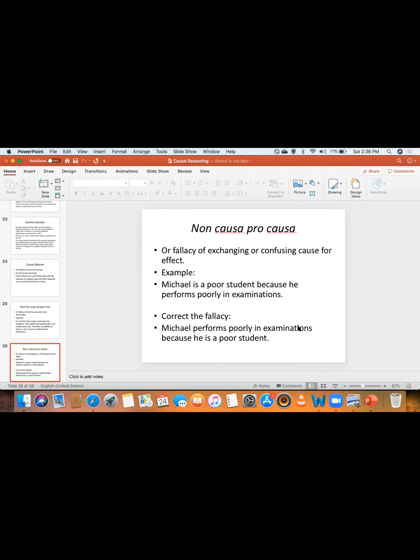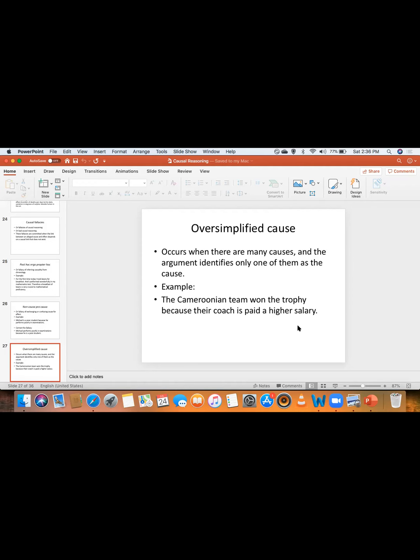Then we have non causa pro causa. If A caused B and you say that B caused A, then you are committing non causa pro causa, the fallacy of exchanging cause with effect. Then we have oversimplified cause. That is, if there are many causes of something, and you say it is only one cause, or you didn't identify the number of causes that are adequate for the effect.